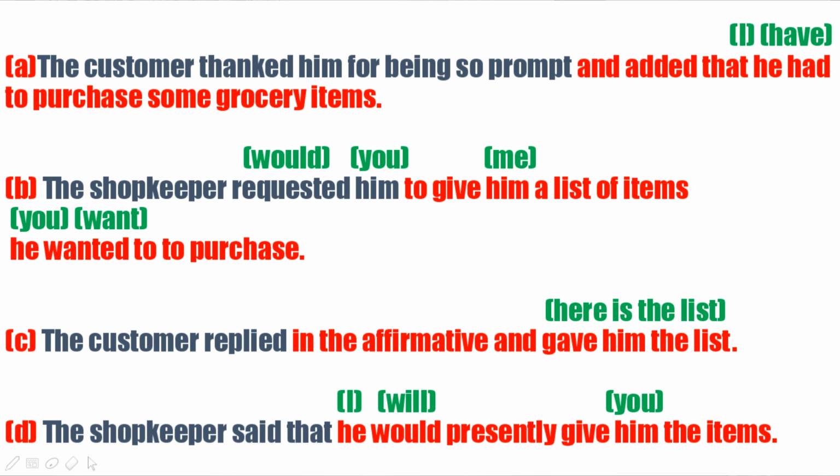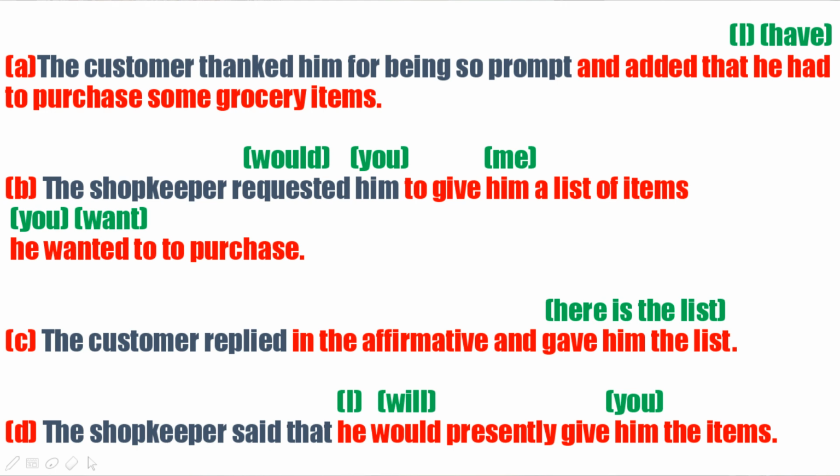Now, the would part and the you part have already been changed in the original paragraph. Now, the second one, to give him. Because after requested, to is used, so to will come before give, to give him, and me will become him. Okay, why will me become him? Because me is first person and first person changes into third person, because both the persons are in third person. So the shopkeeper requested him to give him a list of items you wanted.